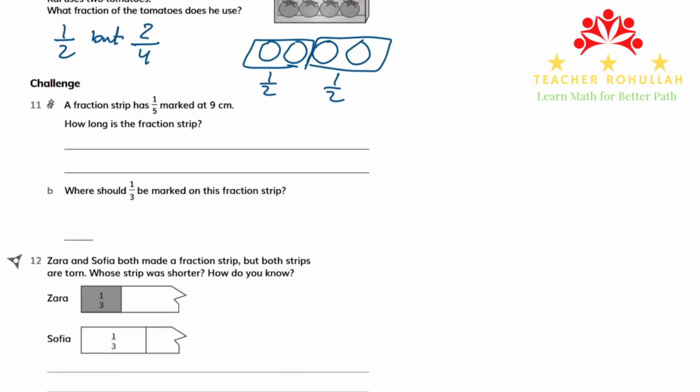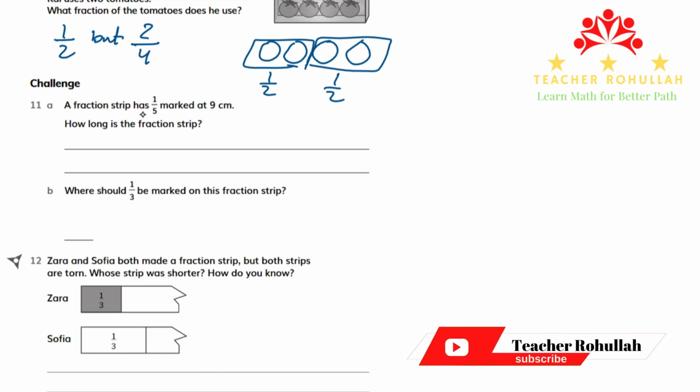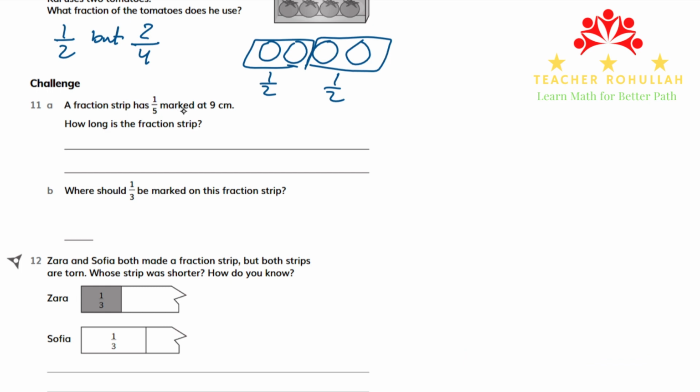Question 11 is a challenge, and it has two parts. Part A says a fraction strip has 1/5 marked at 9 centimeters. How long is the fraction strip? If we have the fraction strip here, it has 5 equal parts, and one of them is marked 9 centimeters.